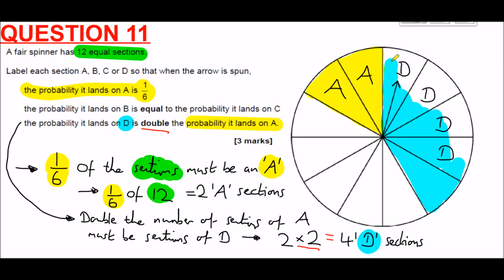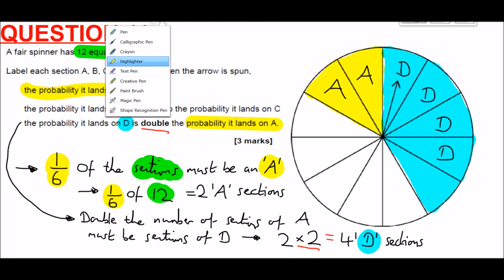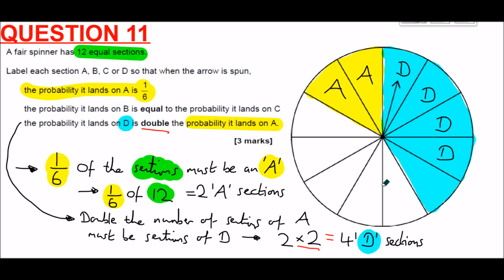Just colouring all of this in. Now the last thing, well, not the last thing it says, but we can return to what it said earlier about the sections for B and C. So far I've coloured in 2 sections that are A, 4 sections that are D. I am stupid today. I've coloured in 5 sections. Do excuse me here. So yeah, only 4 sections are D.